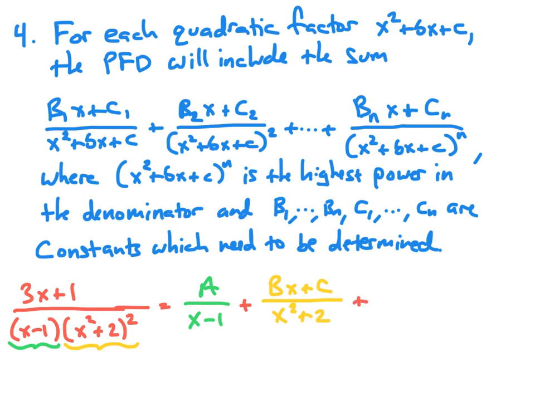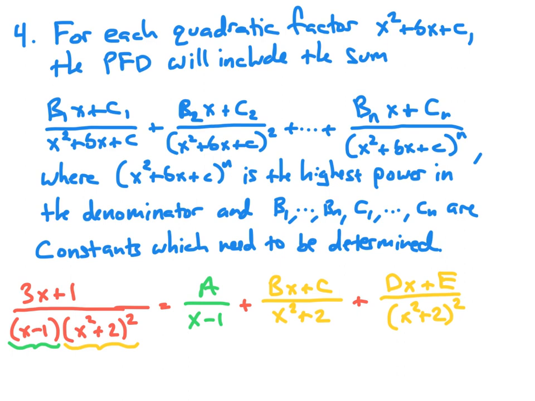But since it appears to the second power, we also will have some other term here. Say we could use dx plus e as our constants over (x squared plus 2) quantity squared. And at this point, we stop because we've reached the maximum power of x squared plus 2 in the denominator. But here we have three terms in our partial fraction decomposition, one coming from the linear term x minus 1, and two coming from the quadratic factor x squared plus 2.